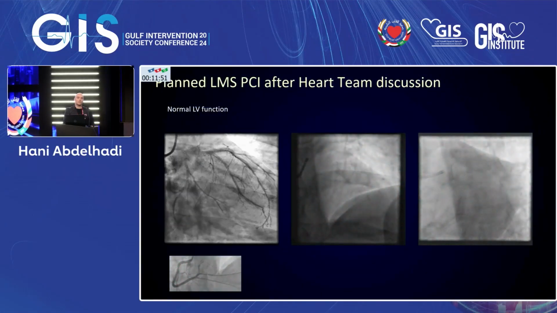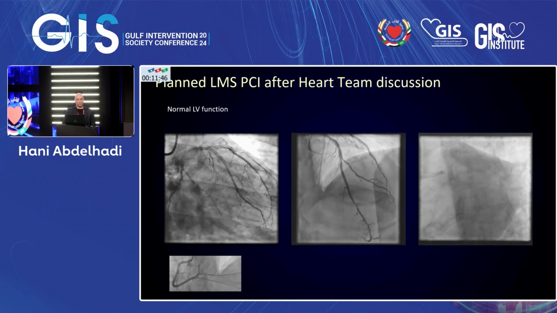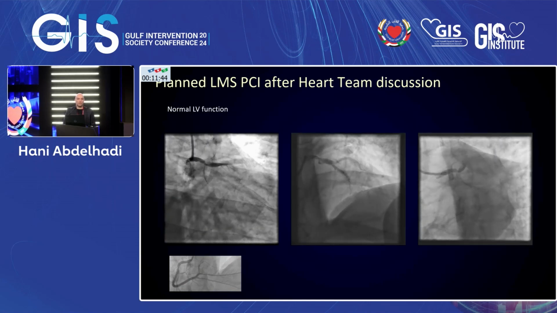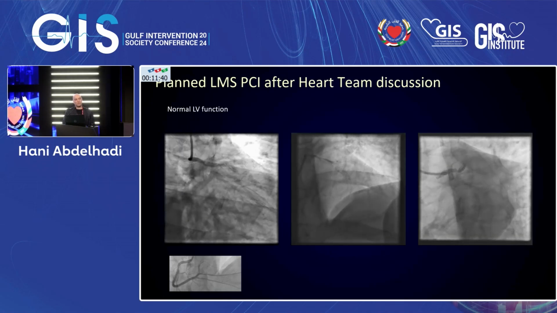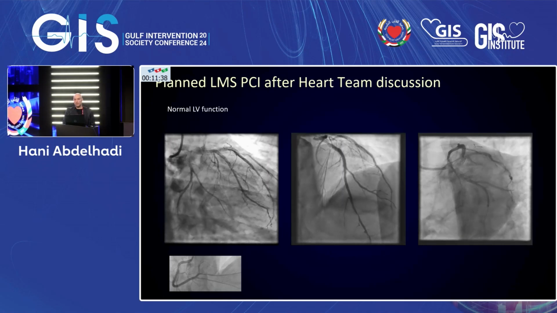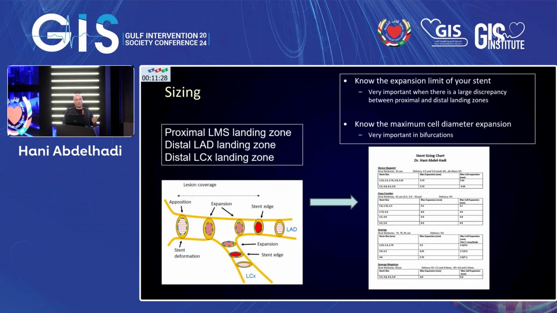So this is not an uncommon scenario in our current everyday practice. We're faced with complex distal left main bifurcation lesions in patients who you discuss in a heart team MDT, and you decide for one reason or another that you should proceed with PCI. There is a wealth of data demonstrating superior morbidity and mortality if we use imaging in left main PCI, meta-analysis and randomized data. And it starts off with sizing.